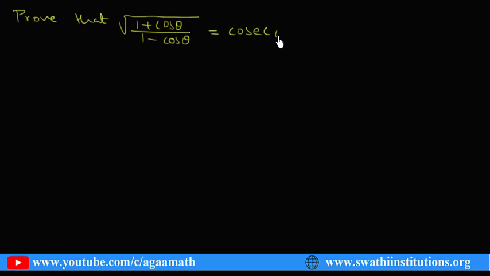Prove that under root of (1 plus cos theta) by (1 minus cos theta) equals cosecant theta plus cot theta. This root is for both the numerator and denominator. Now let us prove this. Let me take the LHS.